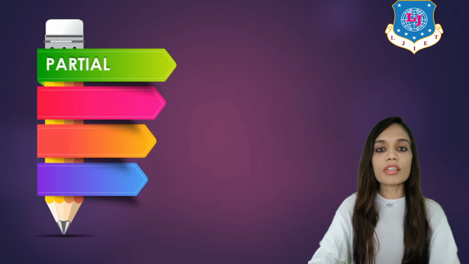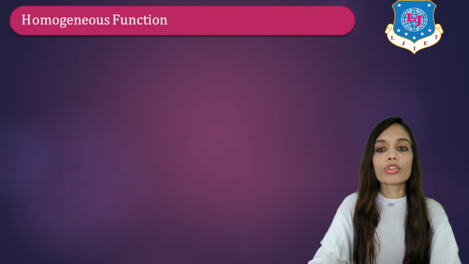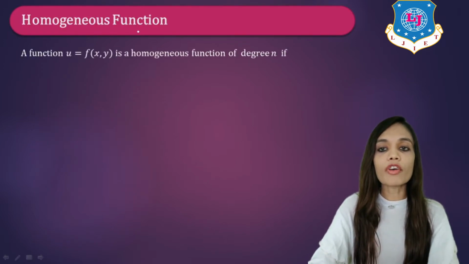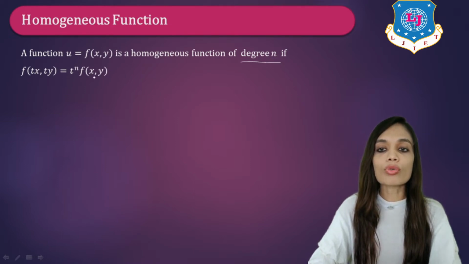Today we are going to discuss few more topics of partial derivatives. So the first topic is homogeneous function. Let us define the homogeneous function. A function u is equal to f of x comma y is a homogeneous function of degree n if f of tx comma ty is equal to t raised to n f of x comma y.